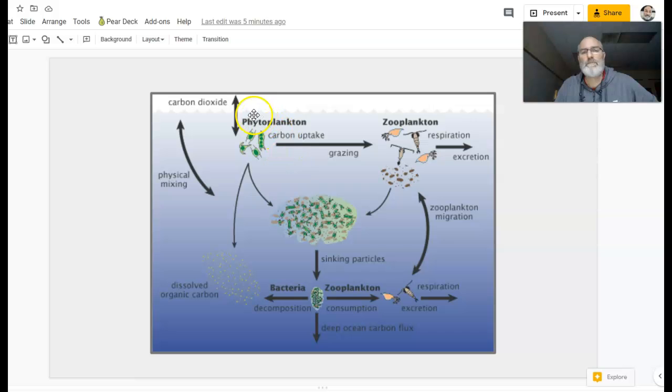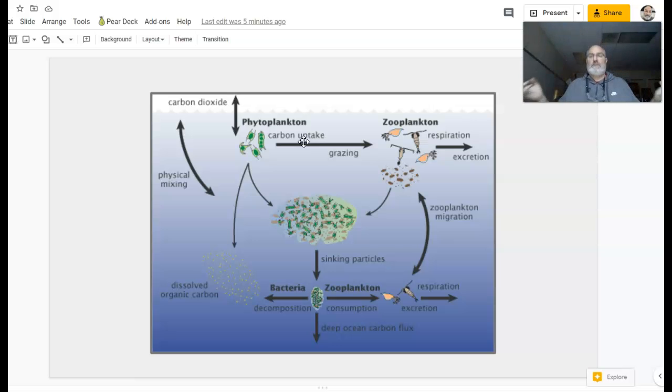Now, phytoplankton also become the primary food source for these critters, which are called zooplankton. So these are animals, little teeny tiny animals, and they eat the phytoplankton. So the phytoplankton is like the producer in the food chain, and the zooplankton are like the primary consumer in the food chain.